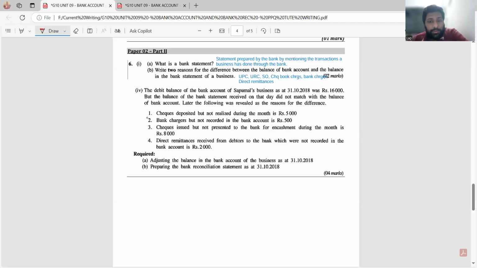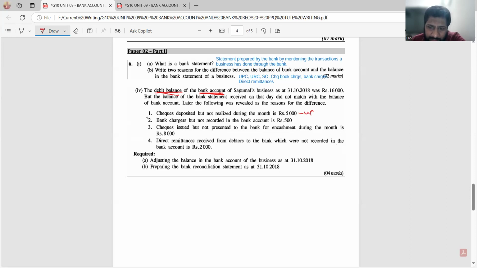Okay, now let's move to the next one. The debit balance of the bank account of a business as at 31st October 2018 was 16,000, but the balance of the bank statement on that day did not match with the balance of the bank account. Later, the following were revealed as the reasons for the differences. First one, deposited, not yet realized.